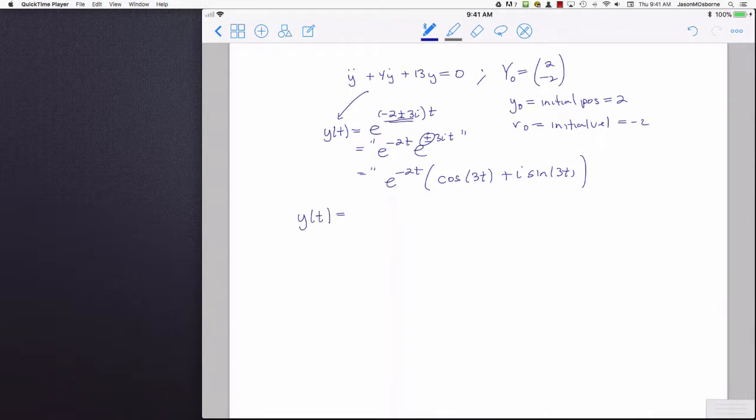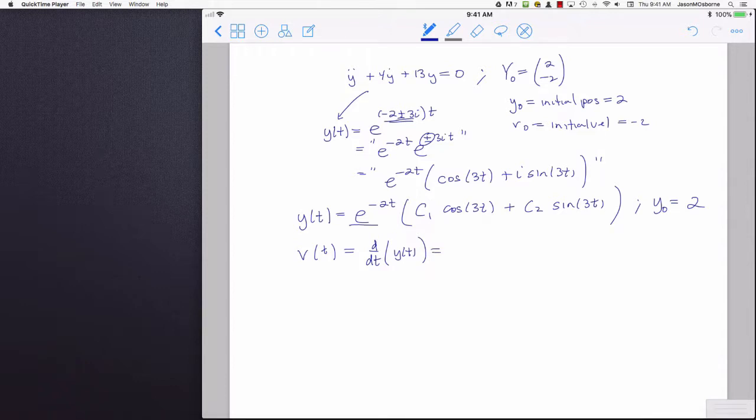We got the complex eigenvalues. We know that our solution for y is going to be e to the -2t, some constant cosine of 3t, plus some other constant sine of 3t. Okay. We just don't know what those constants are, right? But you do know that the initial position is 2, okay? And we know that the velocity for the mass spring system is the derivative of y, okay?